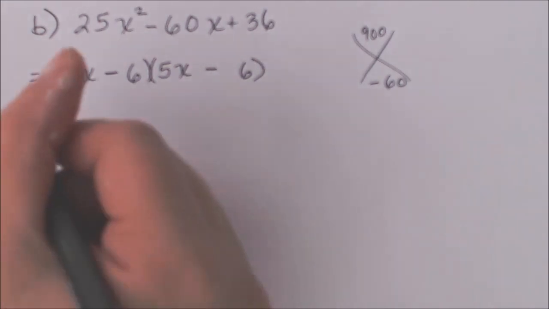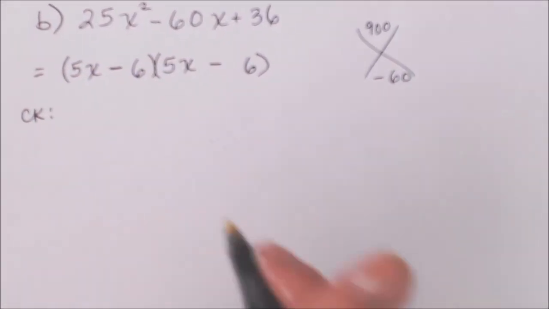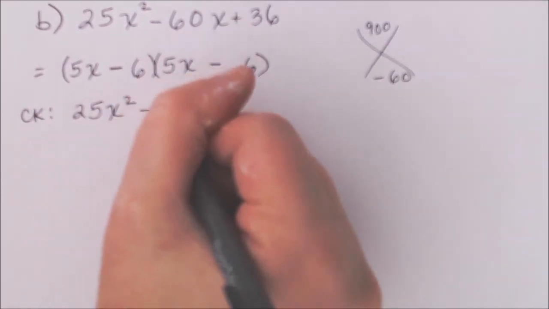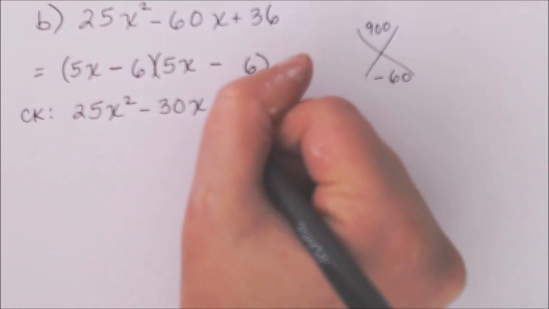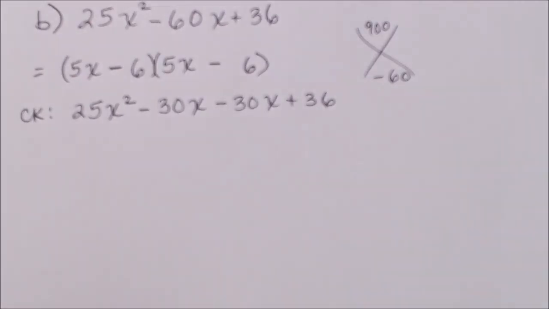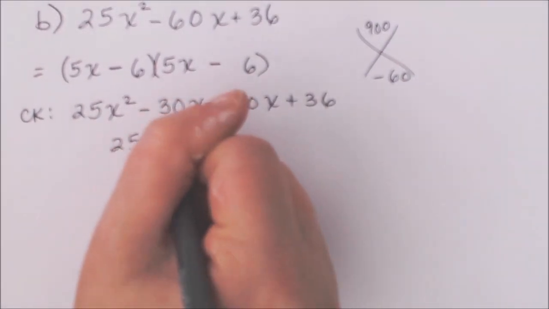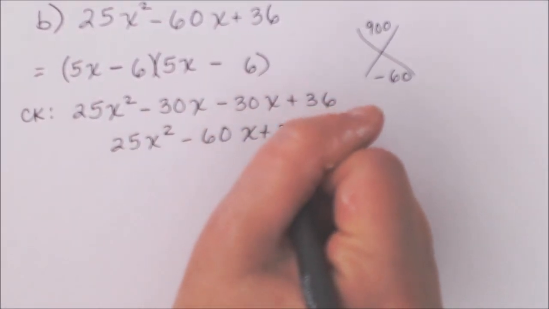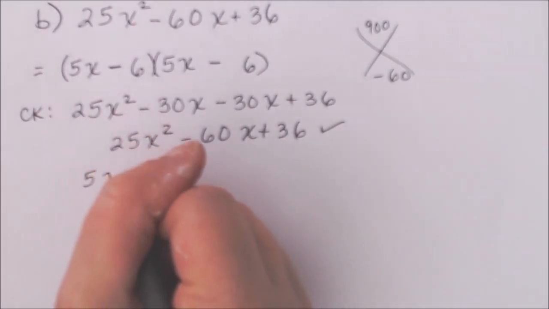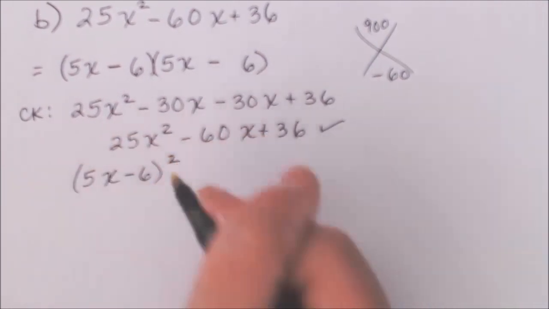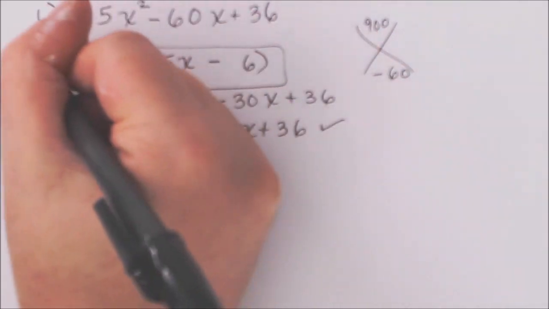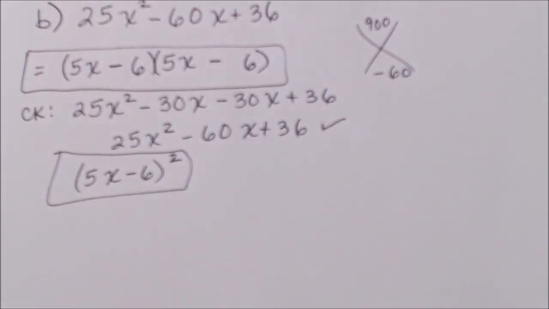And we could always check this just to make sure we're right by foiling it back out. The first term would be 25x squared. The outer term would be negative 30x. The inner term would be negative 30x. The last term would be 36. And so if we combine like terms, we see that that does give us what we started with. So if you're ever in doubt, just multiply it back out. And remember, we can also shorten this up and write this as 5x minus 6 quantity squared. So this answer would be acceptable. This answer would be acceptable as well, your choice.